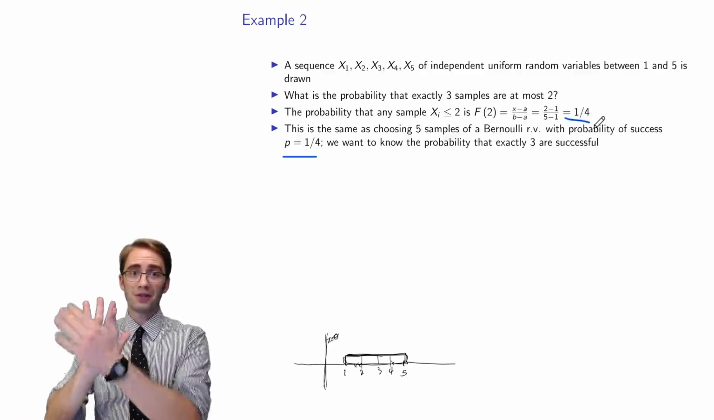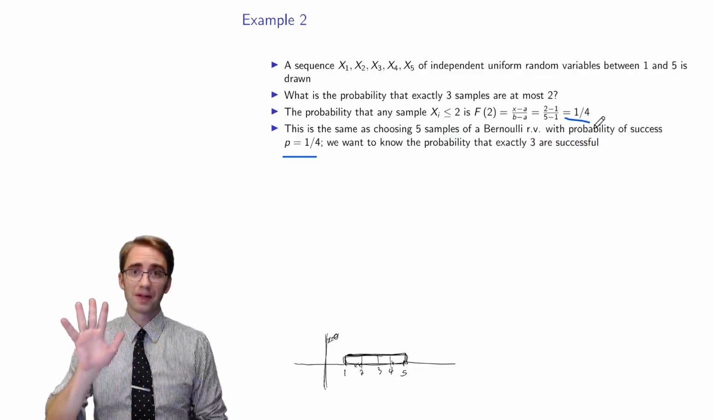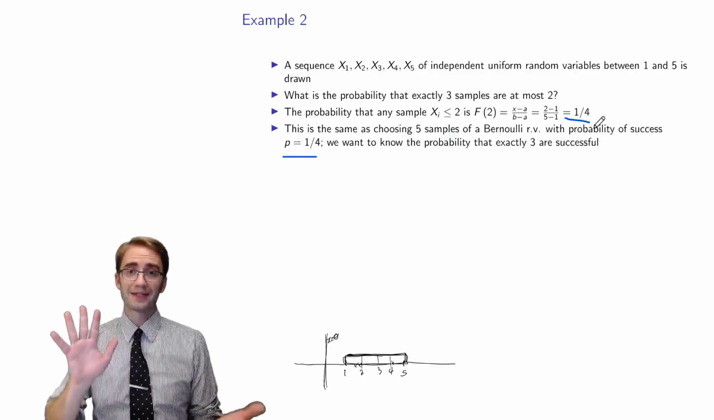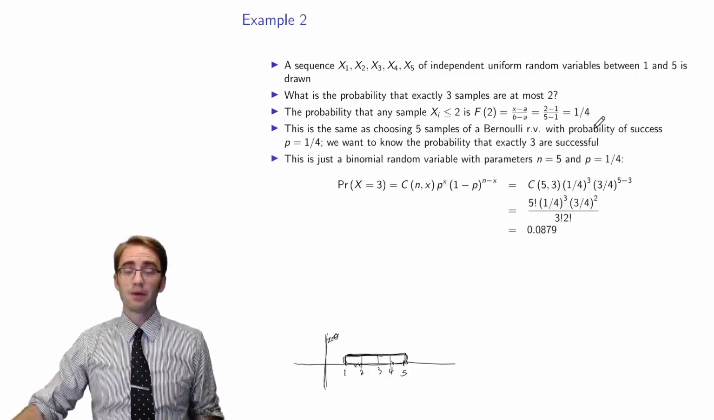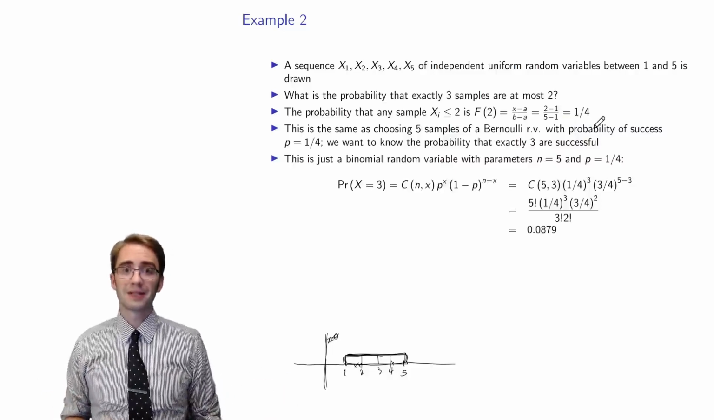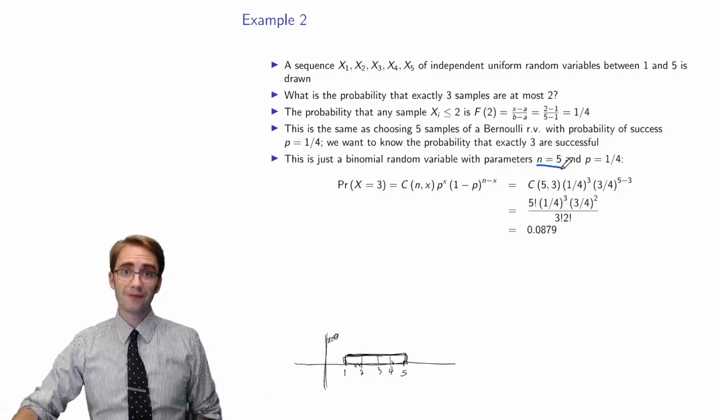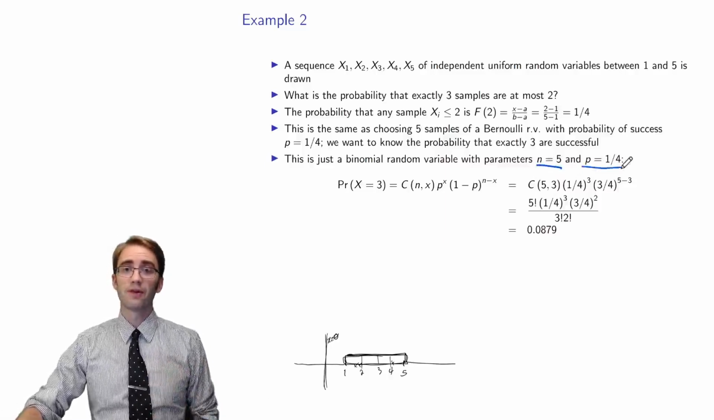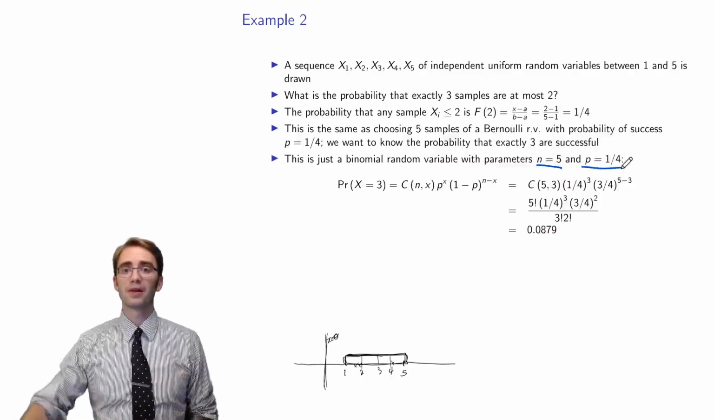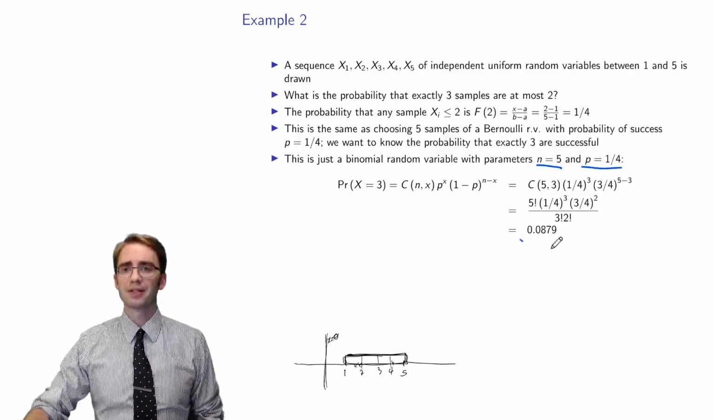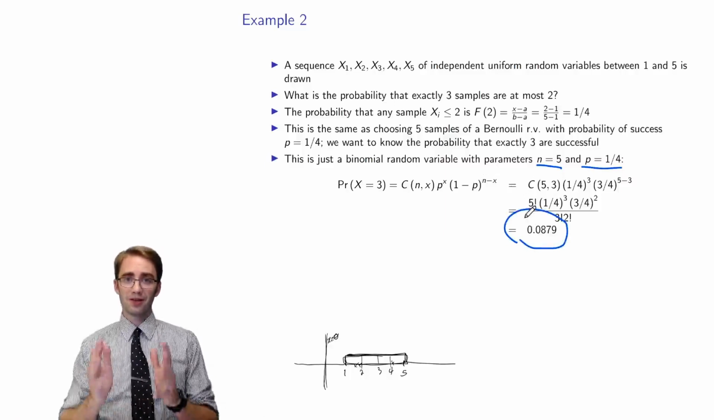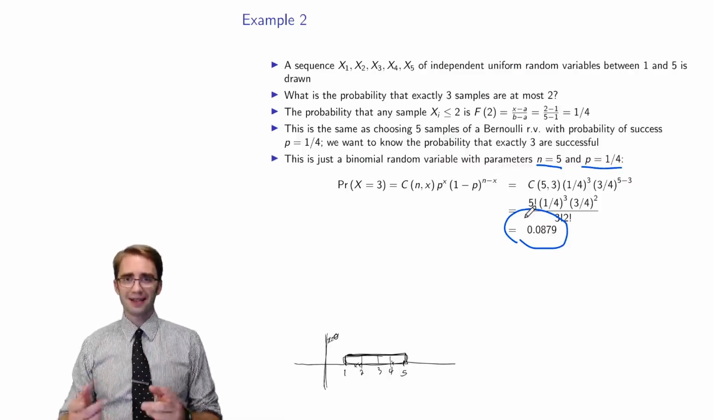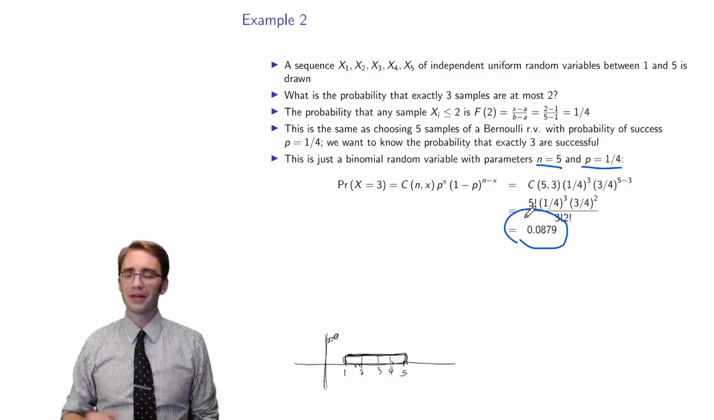So what am I really doing? Each one of these 5 samples I'm taking, I've got a probability 1 in 4 of success. And this example is asking: what's the probability that I have exactly 3 successes? Well, if you remember your discrete random variables, that's a binomial random variable. The parameters are n equals 5 because you have 5 attempts, and p equals 1/4 because each attempt succeeds with probability 1 in 4. And so you just plug in the binomial distribution and you get 0.0879. So that's the probability. We use these uniform random variables as a vehicle to also look at binomial random variables.